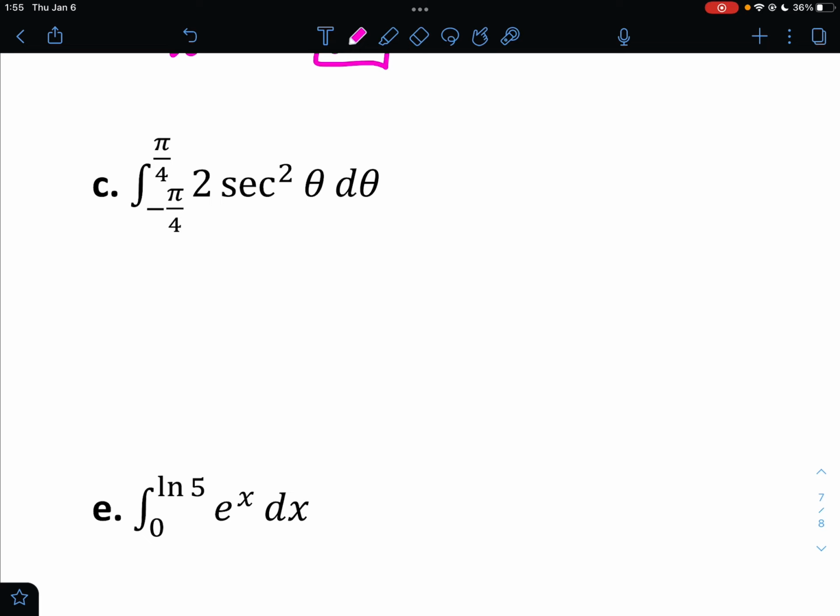Question C. So we're taking the integral from negative pi over 4 to positive pi over 4 of 2 secant squared theta d theta. So first of all, don't let the theta fool you. It's just another variable, that's all. So we're just taking a look at another variable besides x.